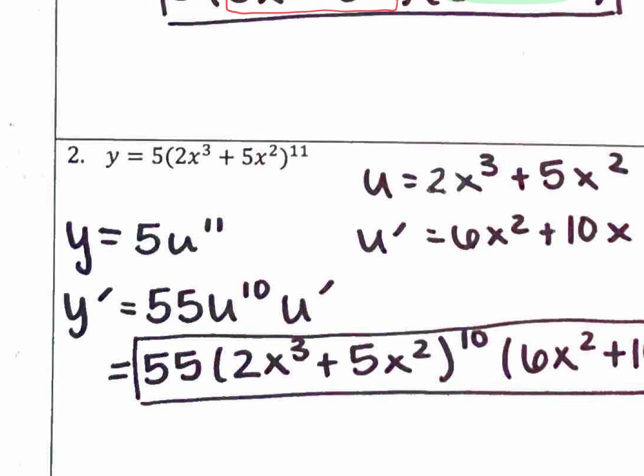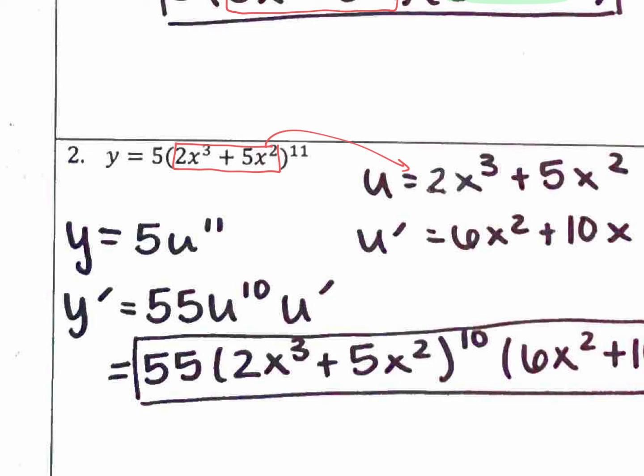Our inner function, look for the variables, look for x. Our inside function is going to be 2x cubed plus 5x squared. As soon as I know my inside function, I can immediately take the derivative of it. Most of the time, that's just going to be some quick power rule. Then let's take a look at our outside function.